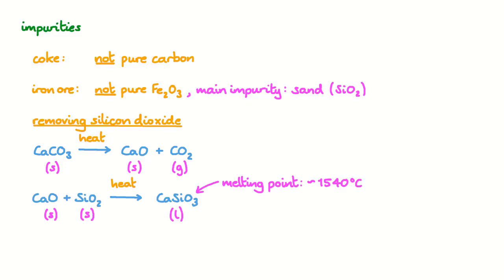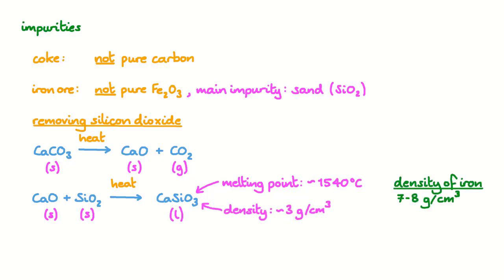Calcium oxide can react with silicon dioxide impurities, producing calcium silicate, CaSiO3. This form of calcium silicate has a melting point of around 1540 degrees Celsius, very close to that of iron. Molten calcium silicate will naturally separate from molten iron because it's about half as dense. Introducing calcium carbonate allows us to produce a layer of impurity that we can separate purely by opening a tap. We call this layer slag.